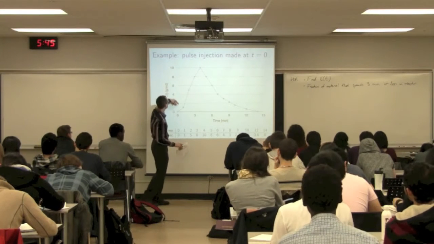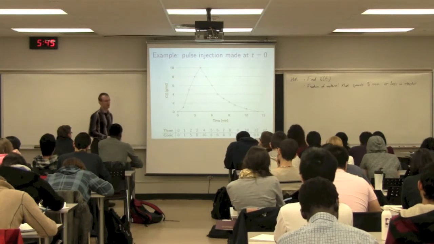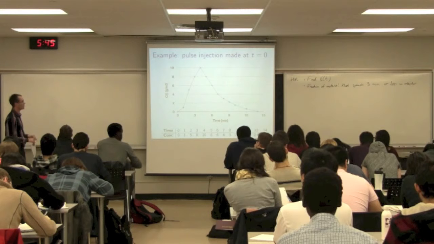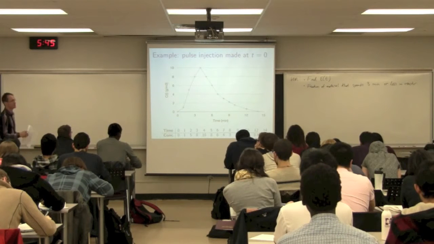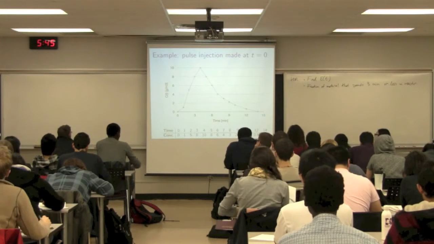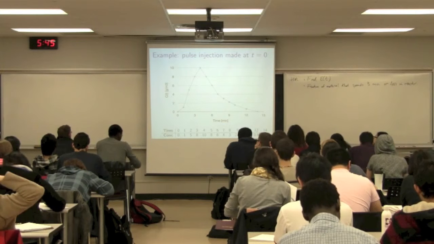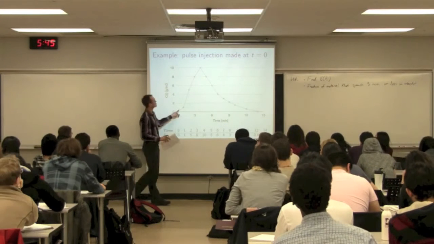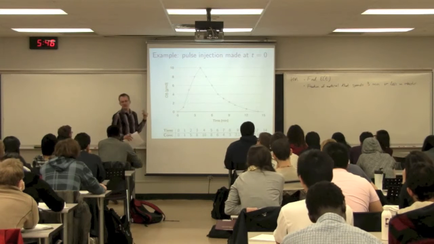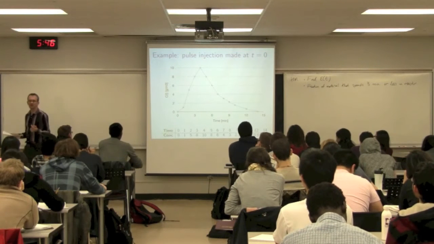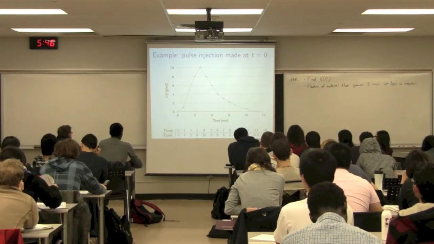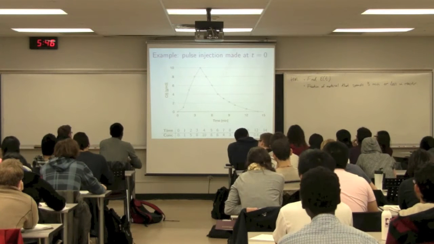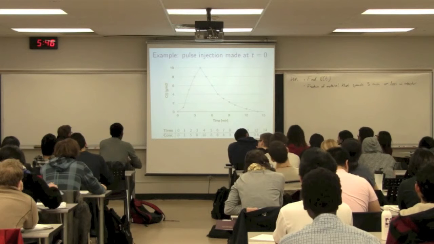So we showed those pulse curves and step curves last class. But in this example, we're injecting a pulse right at time zero of a certain amount of tracer. And then this is the corresponding concentration we measure leaving the reactor as a function of time. So would you say this reactor is a CSTR or PFR if you didn't know? I mean, in practice, we obviously know what our reactors are, but just looking at this curve, what type of reactor would you say this is?